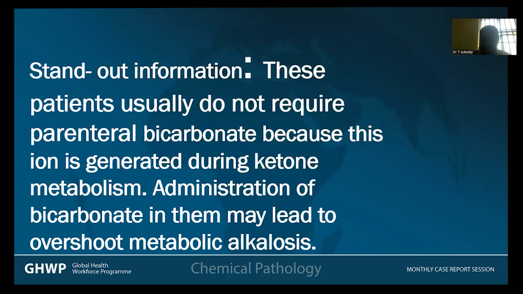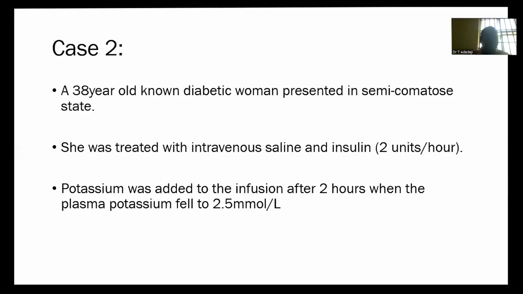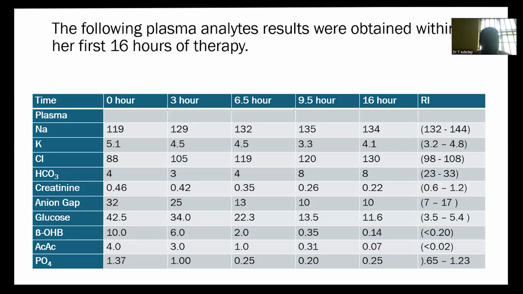The second case is that of a 38-year-old non-diabetic woman who presented in a semi-comatose state. She was treated again with intravenous saline and insulin at 2 units per hour. But again, after 2 hours, her potassium was noted to have fallen to a level of 2.5 millimole per liter, and then potassium infusion was equally added as in the first case.